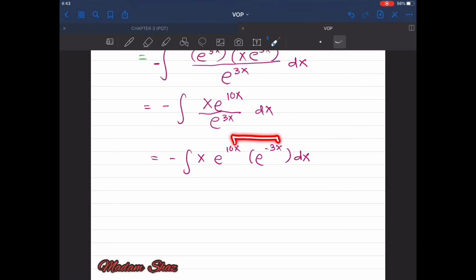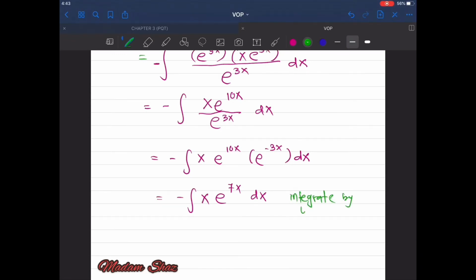So exponent 10x exponent negative 3x, 10x minus 3x will become 7x. Negative x exponent 7x dx. So now how to integrate if you have x multiplied with the exponent? So you have to integrate by using the tabular method.